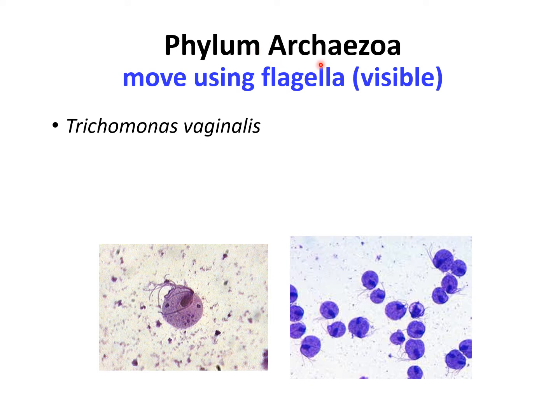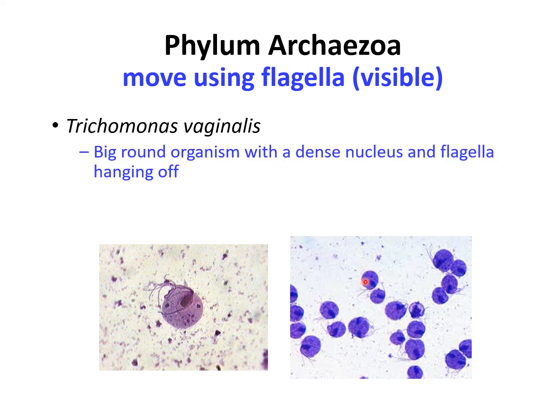Now we move on to another phylum, Archaeozoa, and microorganisms under this phylum usually move using flagella. And again, those flagella are like whip-like structures. You can definitely see the flagella right there, so they're pretty visible, right? So this one right here is the Trichomonas vaginalis. And this is how it would look under the microscope.